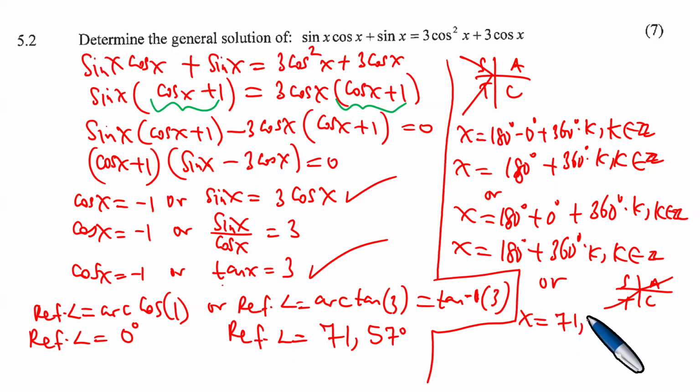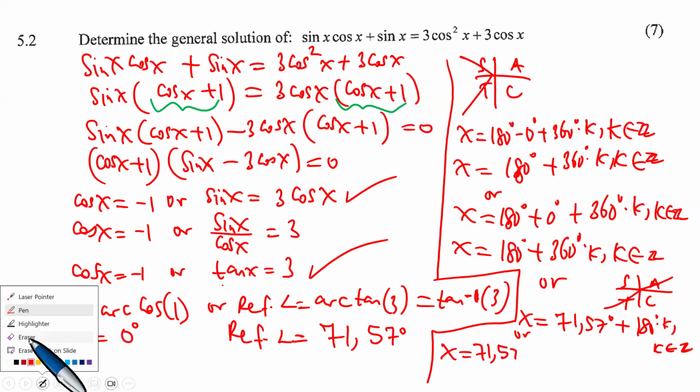x equals 71.57 degrees plus 180 degrees by k, k in the integers, for the tangent. This is an angle in the first quadrant, but there is also an angle in the other quadrant, namely in the third quadrant. How did we forget the angle in the third quadrant? Which is already part of this. So you can also say that you have 71.57, plus 180, but it's already taken care of.